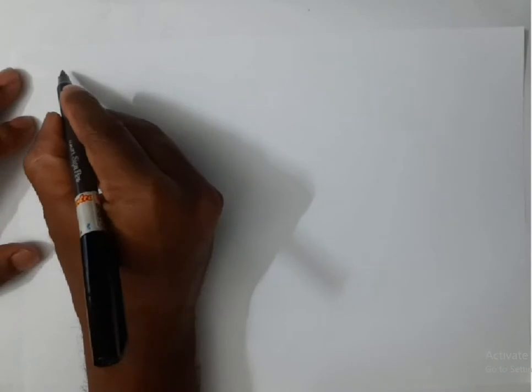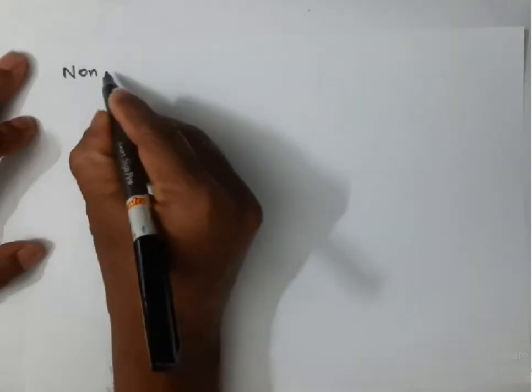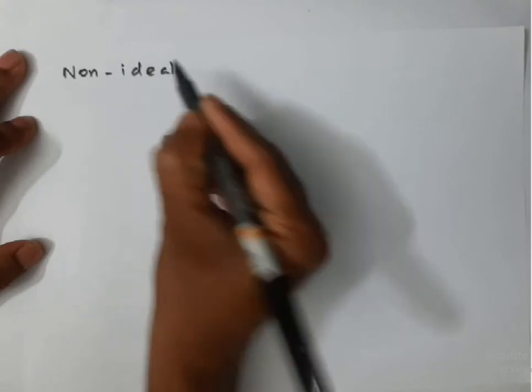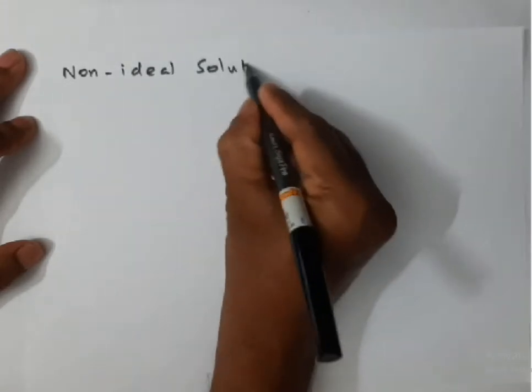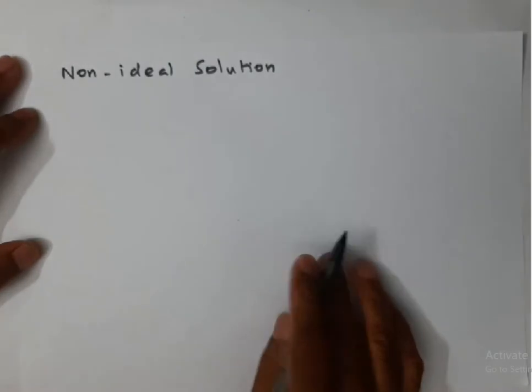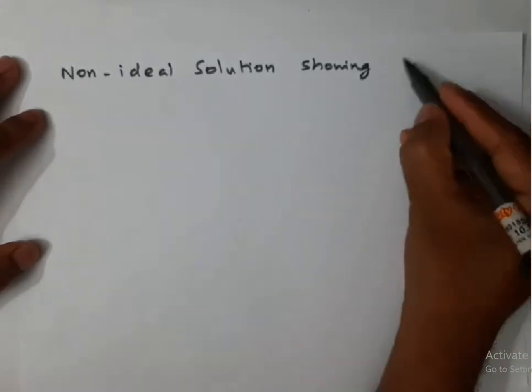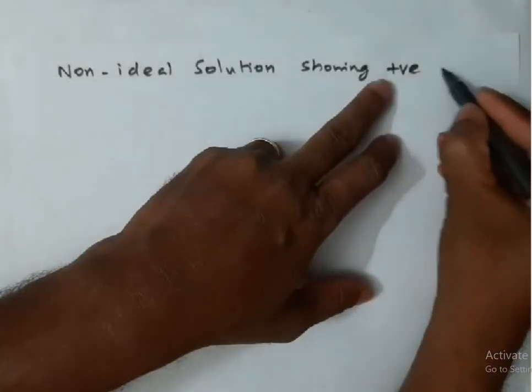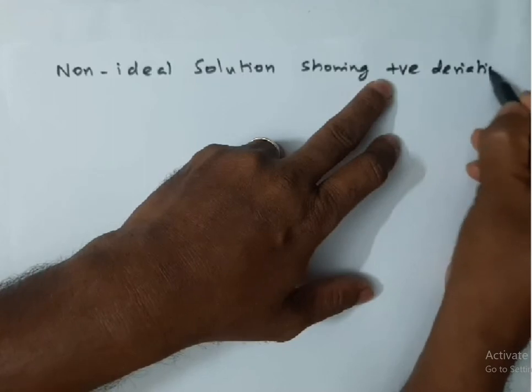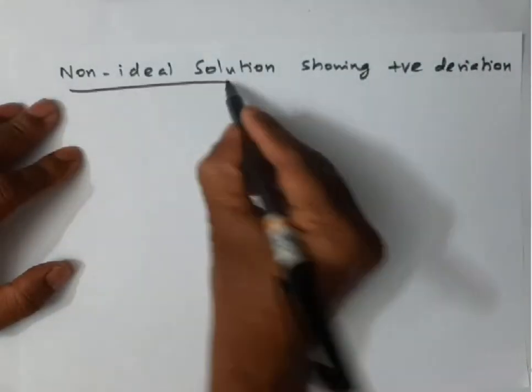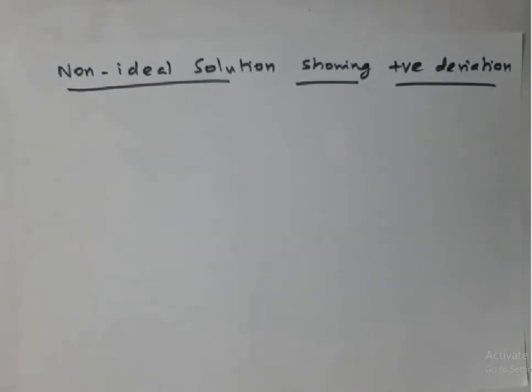Now, non-ideal solution showing positive deviation. Positive deviation from ideal solution, that's the meaning. Non-ideal solution showing positive deviation from ideal solution.